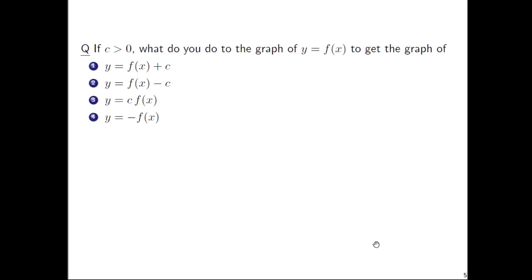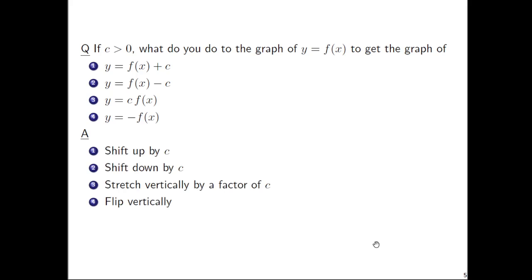Now, to review what we saw last time, if c is positive, what do you do to the graph of y equals f of x to get the graph of y equals f of x plus c, y equals f of x minus c, then y equals c times f of x, and y equals negative f of x. So you either shift up, or you shift down, or you stretch vertically by a factor of c, or you flip vertically.